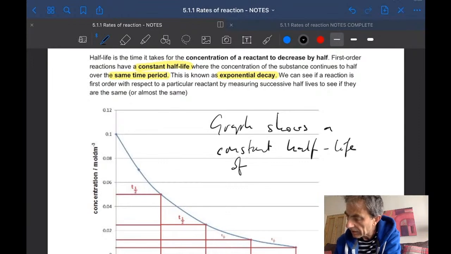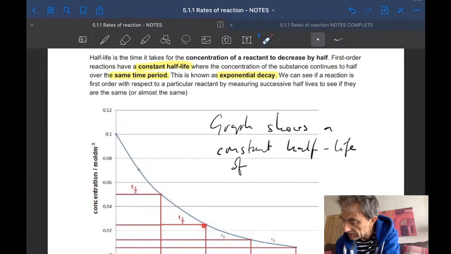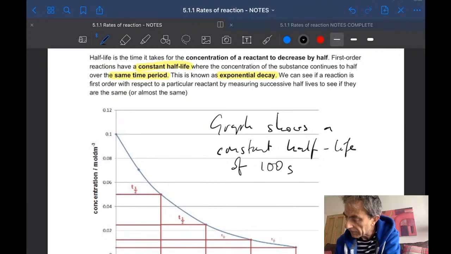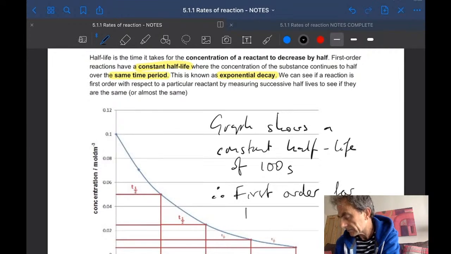Hopefully you can see the half-life. To go from 0.1 to 0.05, the period of time taken is 100 seconds. To go from 0.05 to 0.025 has taken another 100 seconds, and then to go down half again, it's taken another 100 seconds, and another 100 seconds. So the half-life is 100 seconds. Therefore, first order for that reactant.